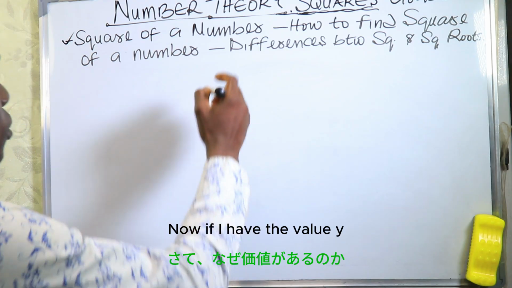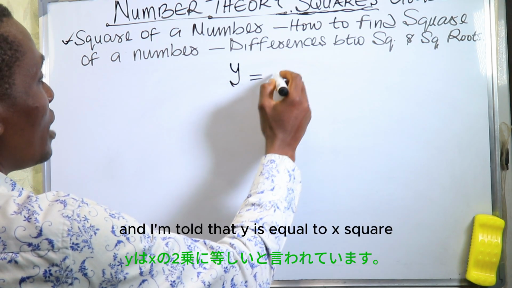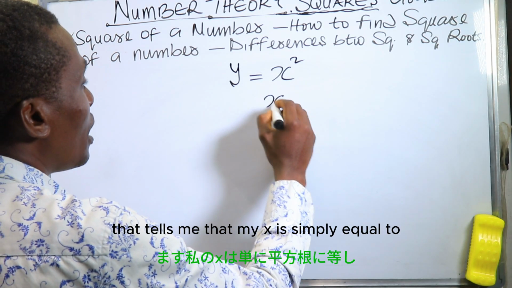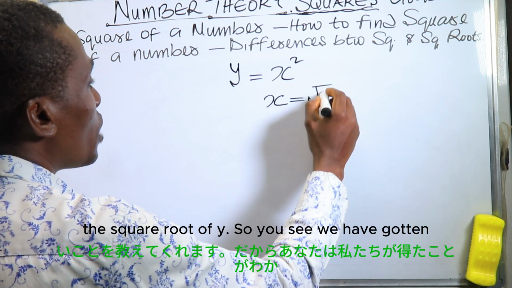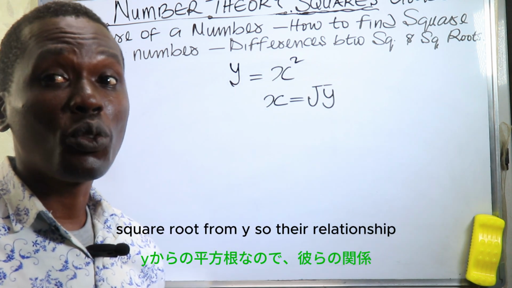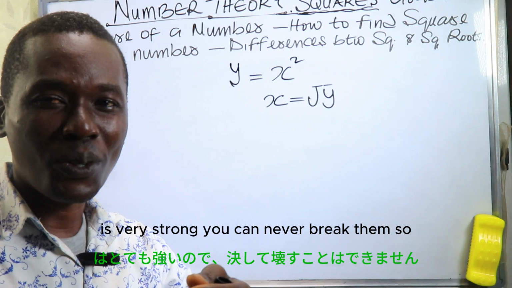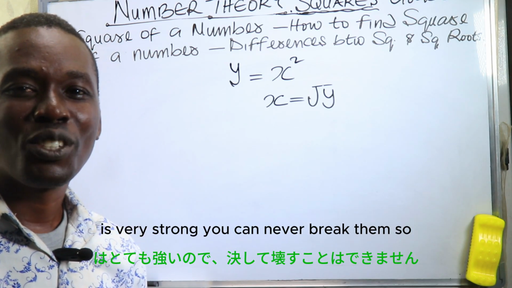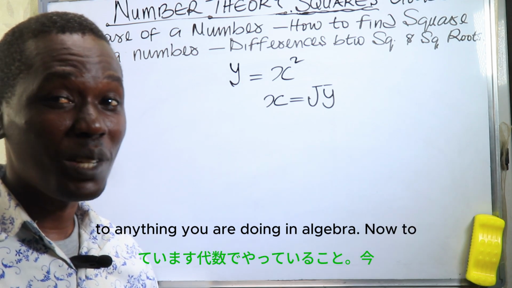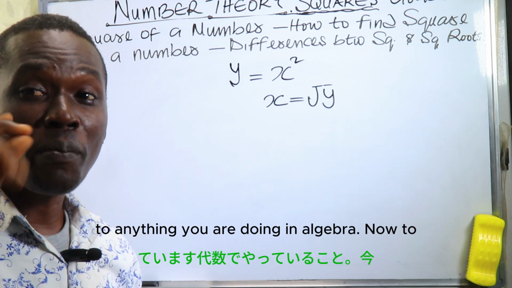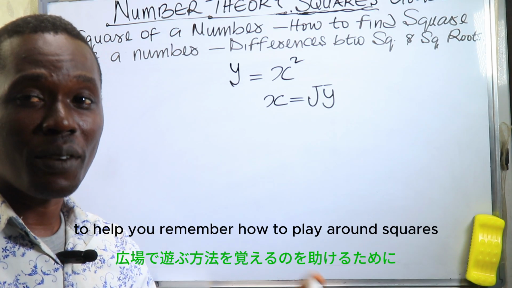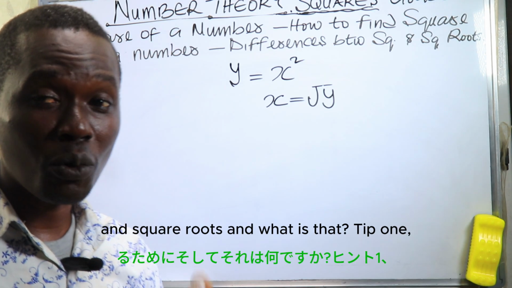Now, if I have the value y and I'm told that y is equal to x squared, what does that simply tell me? That tells me that my x is simply equal to the square root of y. So you see, we've gotten square root from y. So their relationship is very strong. You can never break them. So this can be very similar to anything you are doing in algebra. Now, to remember this, I'm going to give you just 2 tips to help you remember how to play around with squares and square root.